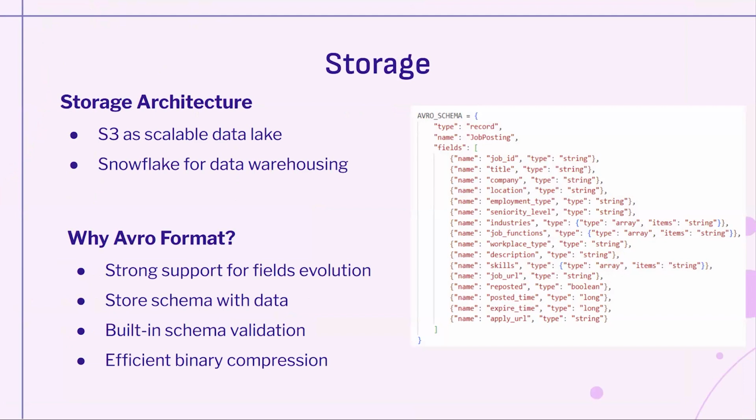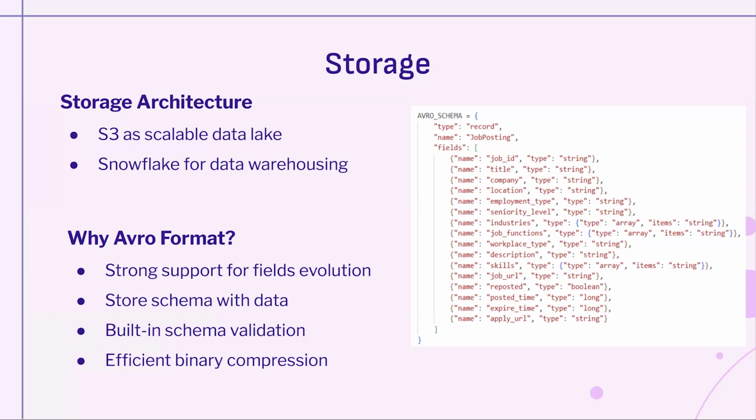Firstly, let me walk you through our storage architecture and why we specifically chose Avro format. Our system uses a two-tier storage approach, Amazon S3 as our scalable data lake, feeding into Snowflake for data warehousing. The key differentiator in our architecture is our choice of Avro format.